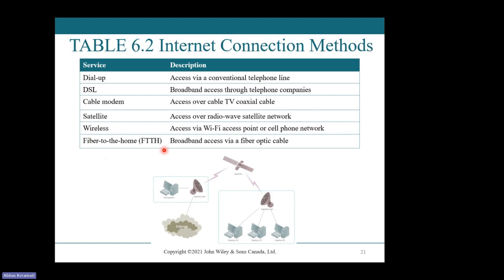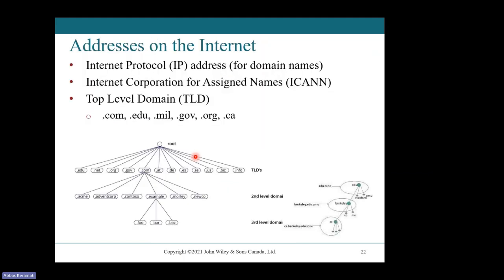Fiber to the home, or FTTH: a lot of regions now have fiber to the home. Bell and Rogers are developing their fiber to the home networks.